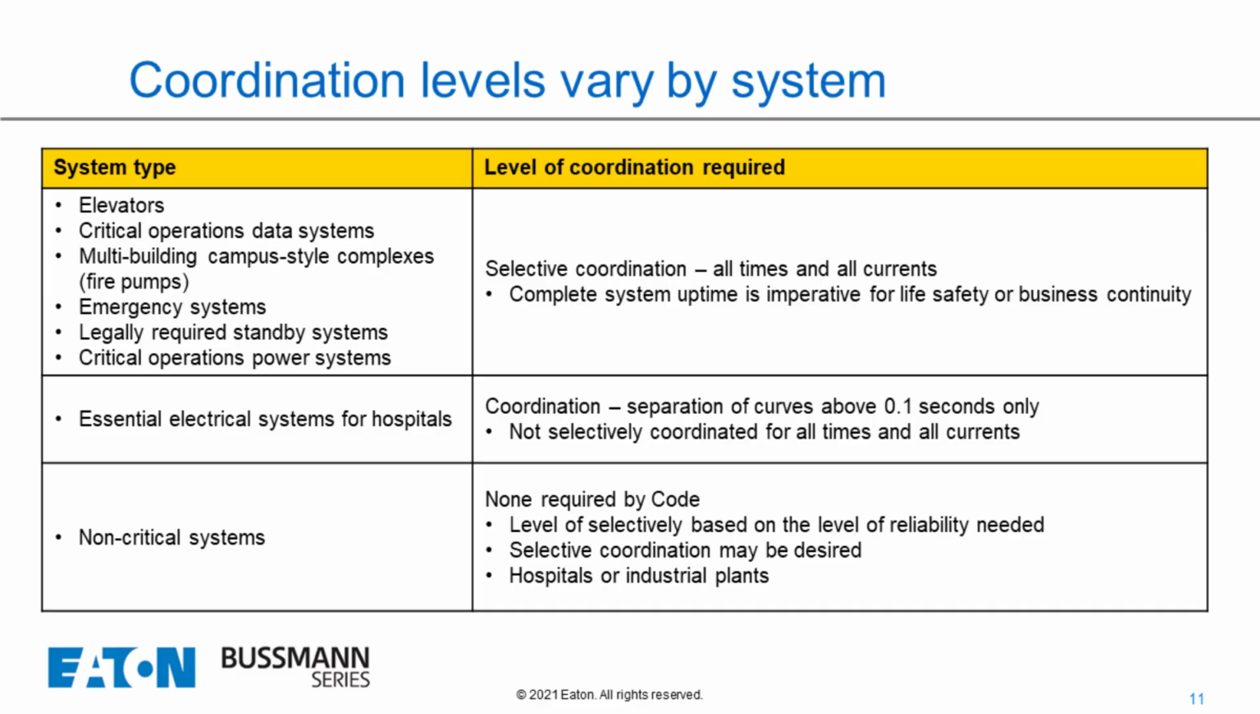Now we move down to Article 517, which is essential electrical systems for hospitals. And as you can see, it says coordination, not selective coordination, just coordination, which usually talks about 0.1 seconds. So 0.1 seconds and above must be coordinated. Well, that's easy to see on the time current curve. All right, so that is basically Article 517 under hospital requirements. And then finally, we have the non-critical systems. It's good for non-critical systems to be selectively coordinated, but the National Electrical Code does not say that you have to be selectively coordinated.